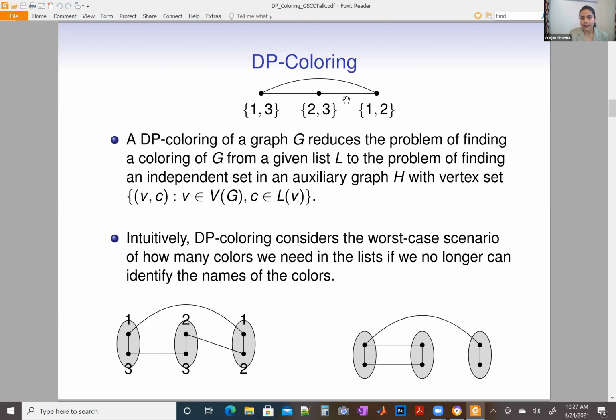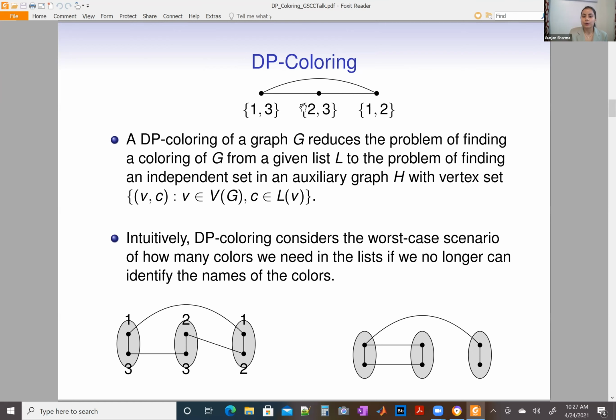Here's a copy of C3 again. So let us call this list assignment L. And if we change this problem so that finding an L coloring of this graph is equivalent to finding an independent set of a certain size in an auxiliary graph. So we'll define that auxiliary graph.